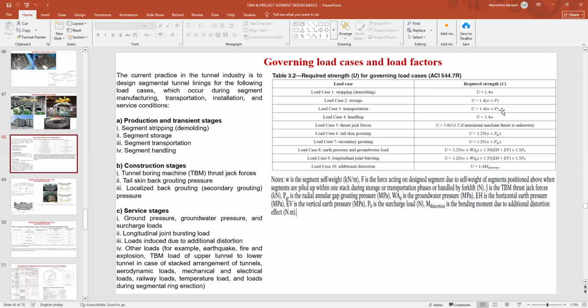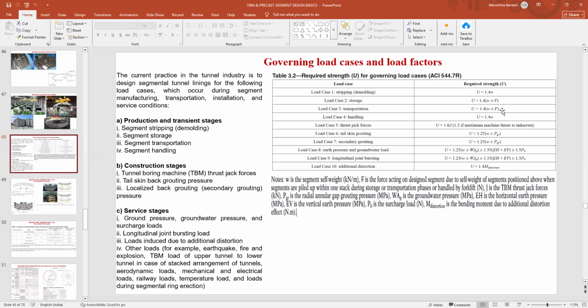Now, whenever you are considering the service stages, these service stage loads are combined. Combined means they have a certain partial factor of safety. So if it is a ULS condition, for the dead load, surcharge load, groundwater load, we are taking a partial factor of safety of 1.5. If it is an earthquake load, we are taking a partial factor of safety of 1. If it is SLS condition, we are taking a partial factor of safety of 1.